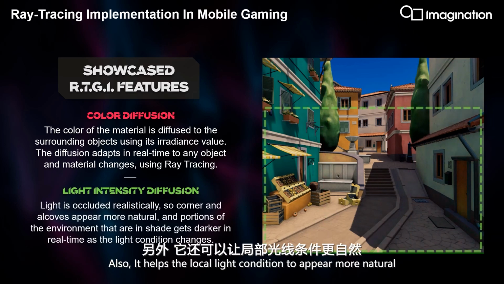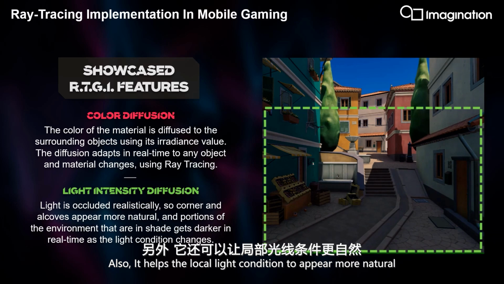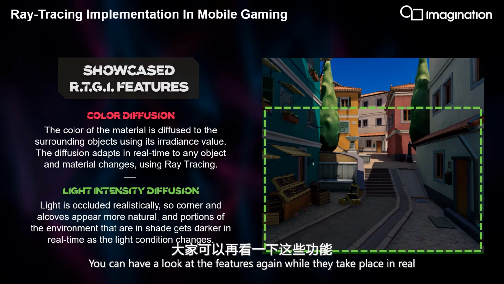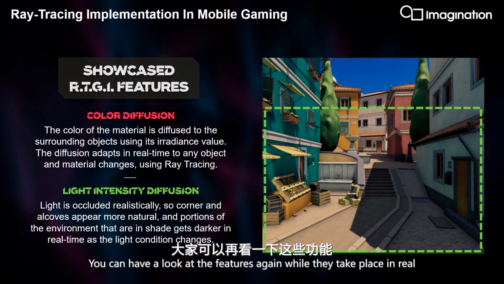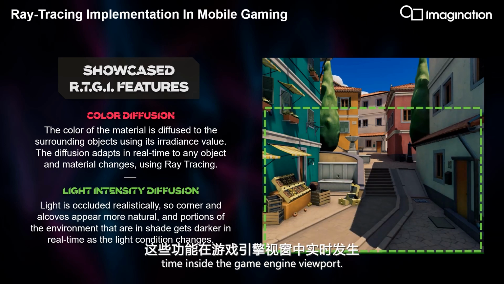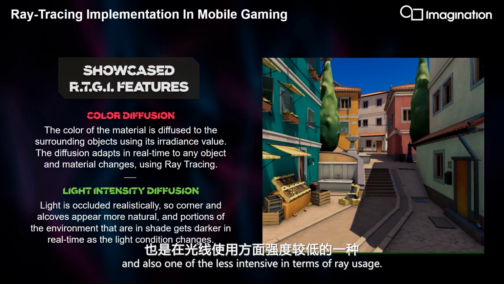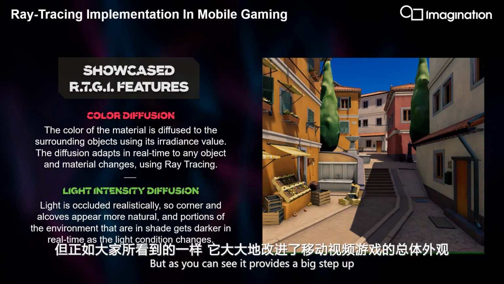Also, it helps the local light conditions to appear more natural depending on how much light is bouncing from the surrounding objects. You can have a look at the features again while they take place in real time inside the game engine viewport. RTGI is one of the easiest ray tracing implementations in game engines and also one of the less intensive in terms of ray usage. But as you can see, it provides a big step up in the general look of modern video games.